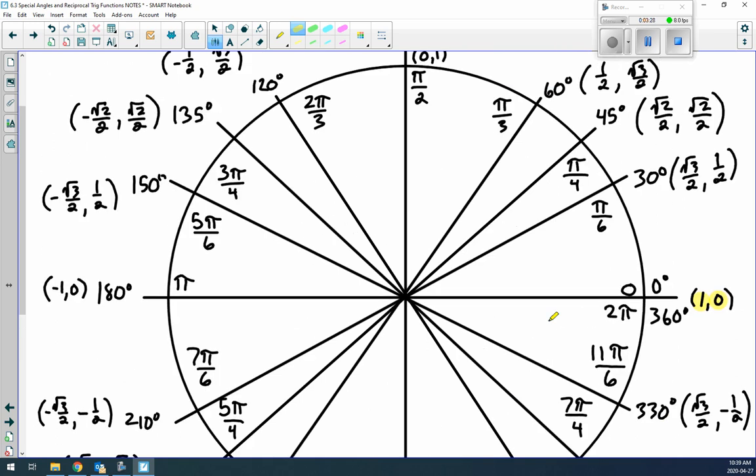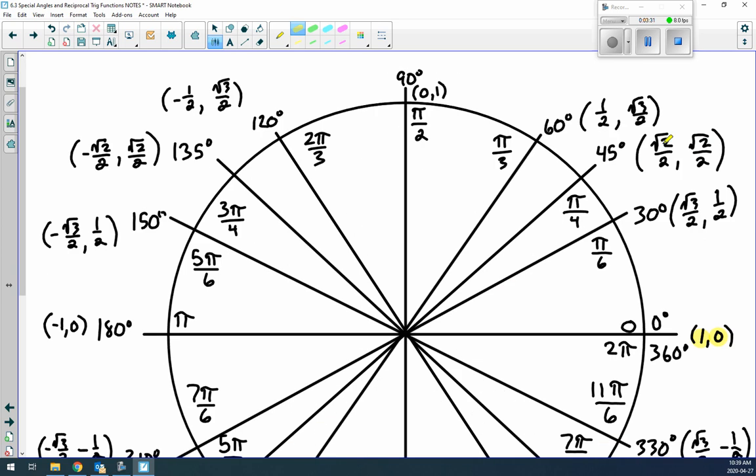Now, let's talk about tan. Tan's kind of cool on this one. Tan is y over x. So back up here at 45, we have root of 2 over 2 divided by root of 2 over 2. That's 1. So the tan of 45 is 1. We go to 135. What do you think the tan is going to be?